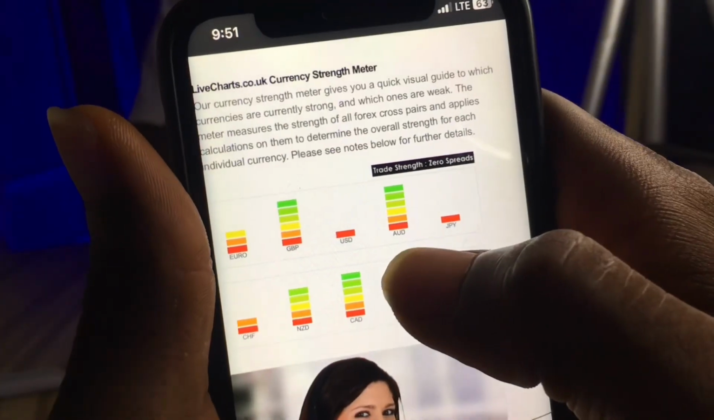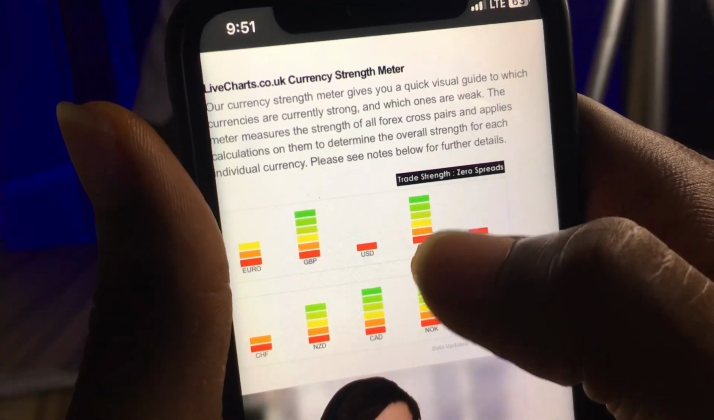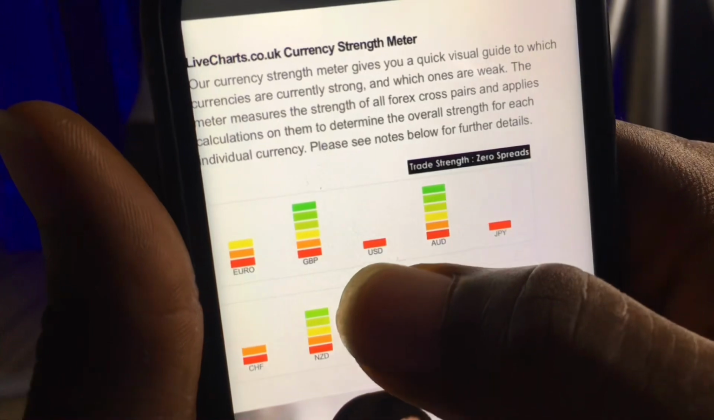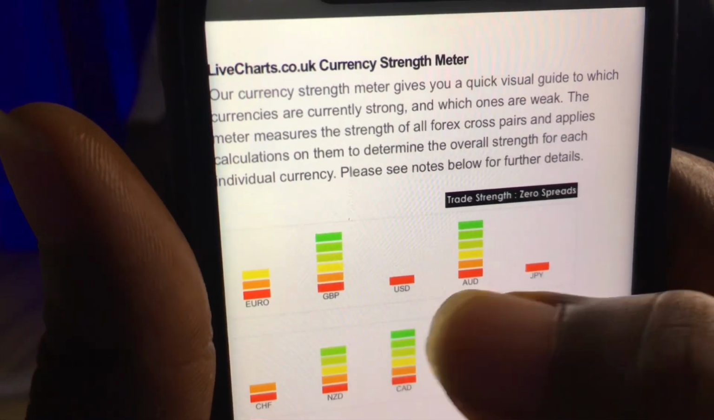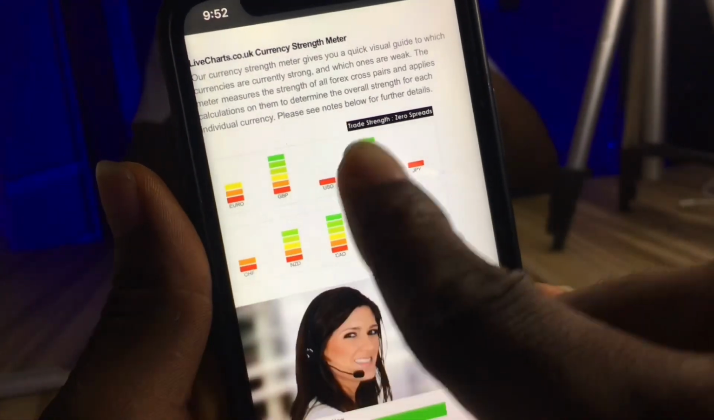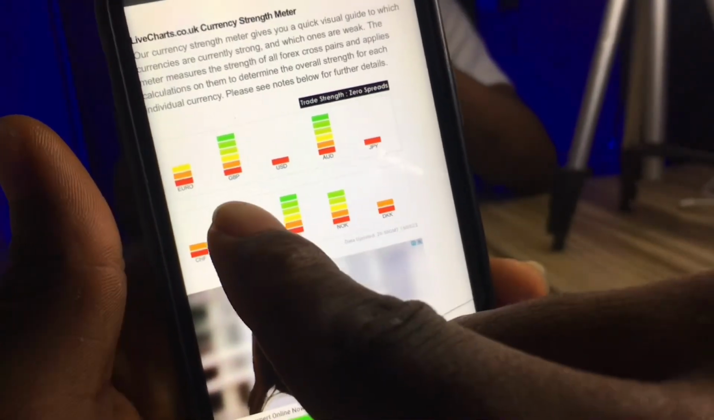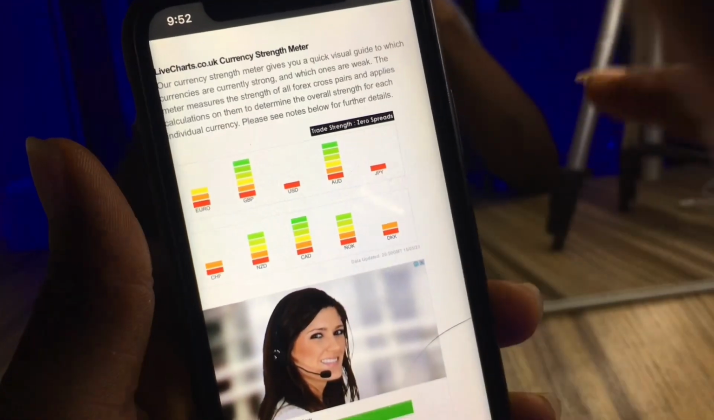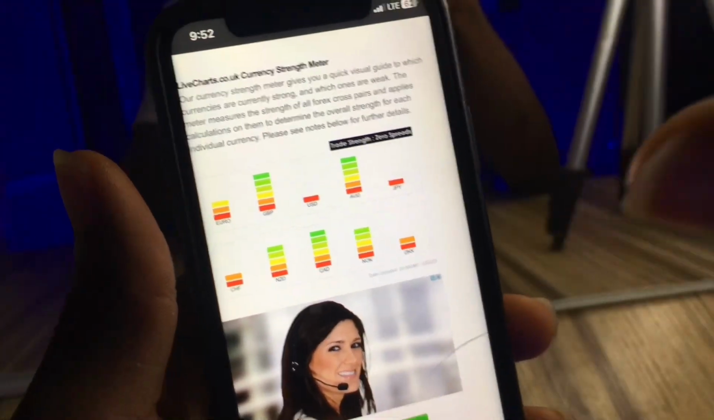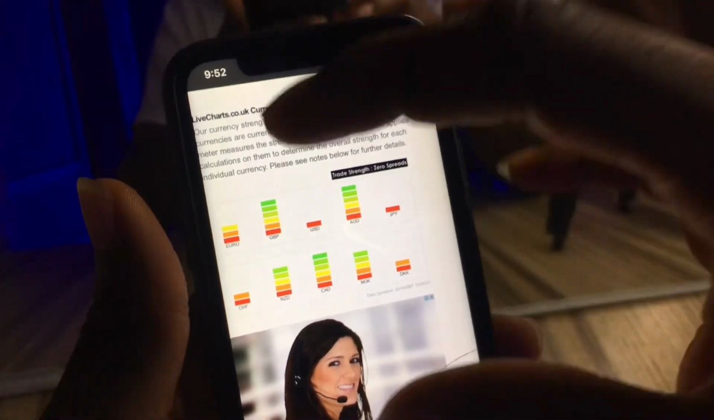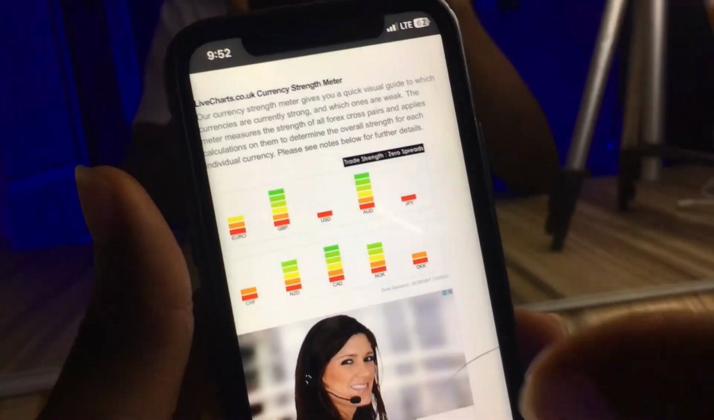As you can see right here, AUD is at its peak strength. You can see the very green stuff right here. But if you look at USD, we can see USD is at its least strength. Now let's look at something like GBPUSD. What this means is that GBP is having more strength than the US dollar. So what livecharts.co.uk does is show you the strength of a particular currency at this particular point in time, so you don't waste your time trading other currencies.